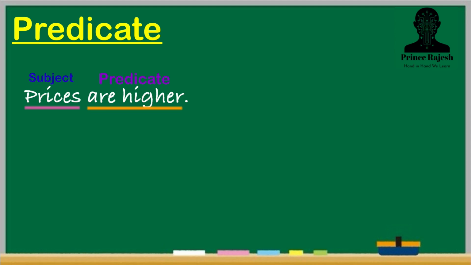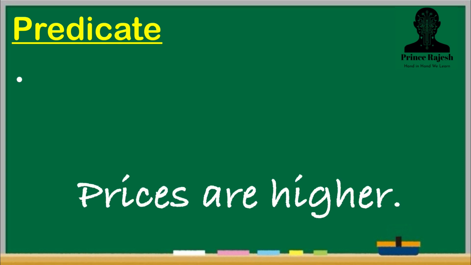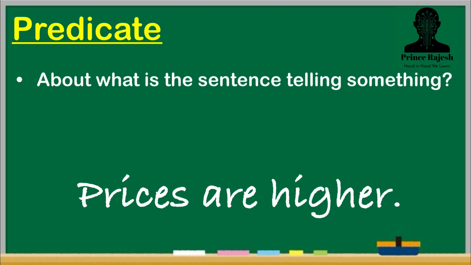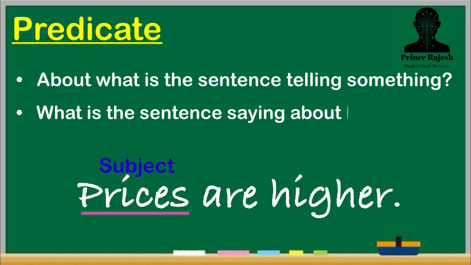You can easily find the subject and the predicate of a sentence by asking two simple questions. First question. About what is the sentence telling something? It is telling about prices. So prices is the subject. Second question. What is the sentence saying about prices? It says are higher. So are higher is the predicate.